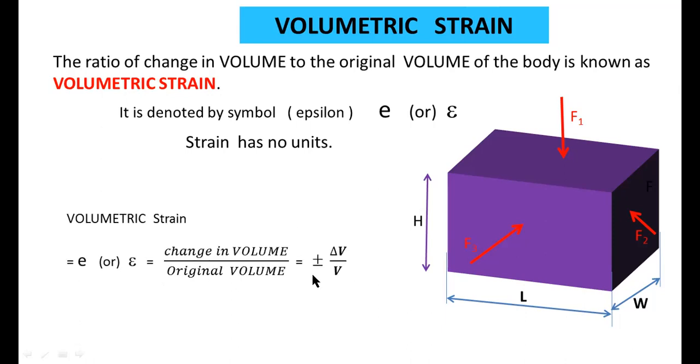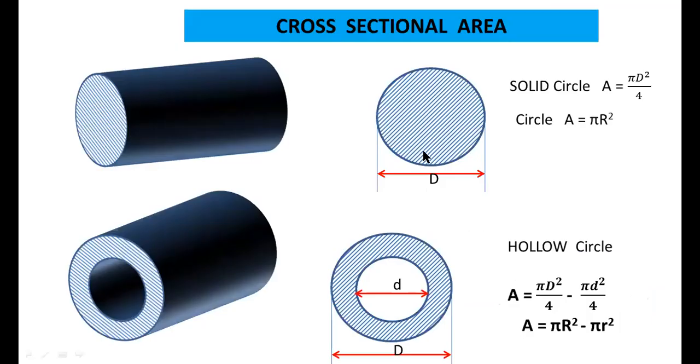So here you have to consider positive sign for tensile, positive sign for extension. Okay, increase in length, increase in volume, whereas negative sign for decrease in volume. Okay, V is the original volume, delta V is the change in volume. Now these are important for our problems.